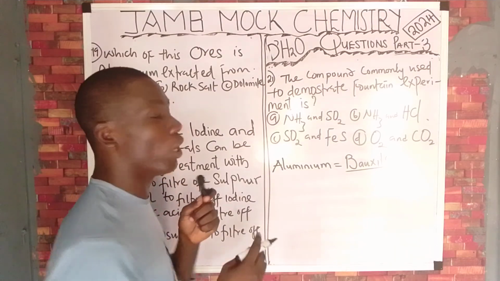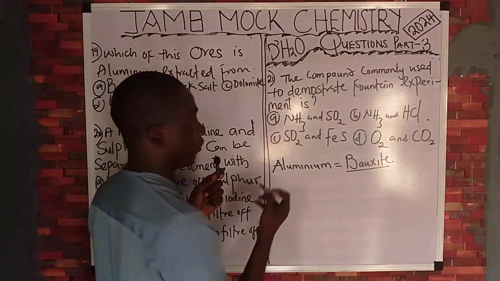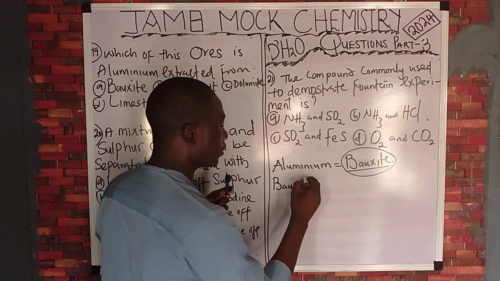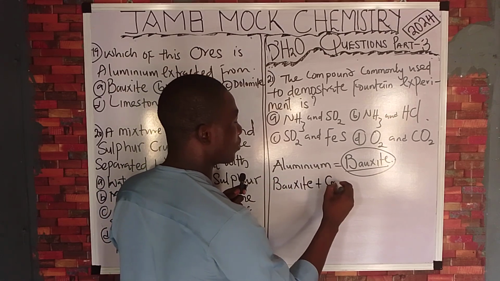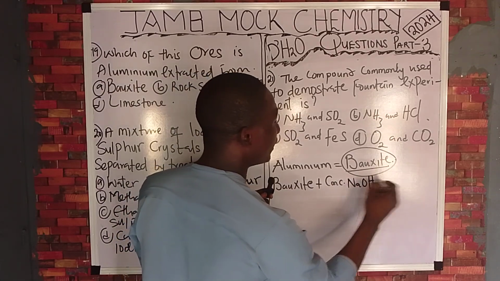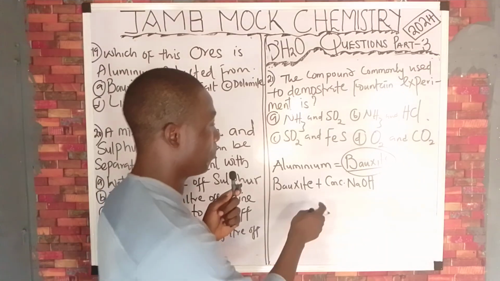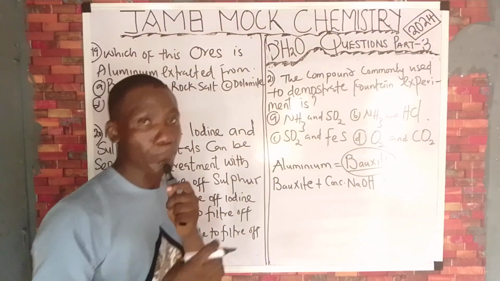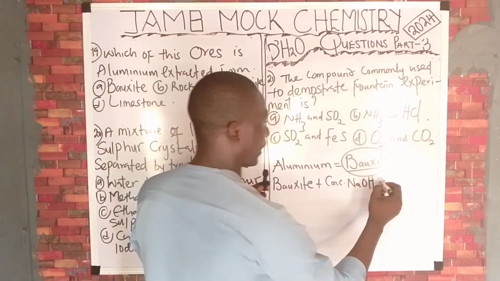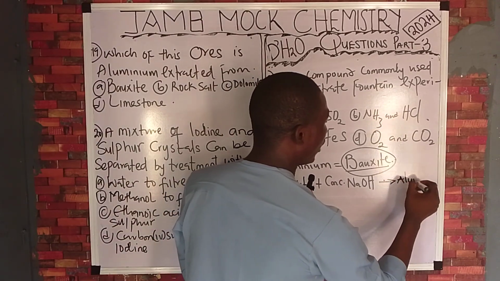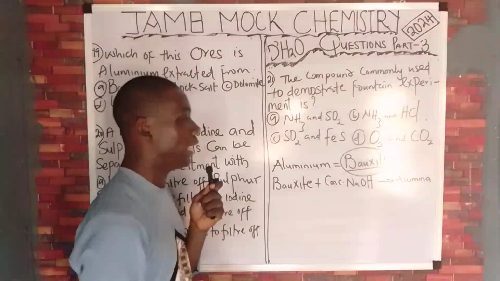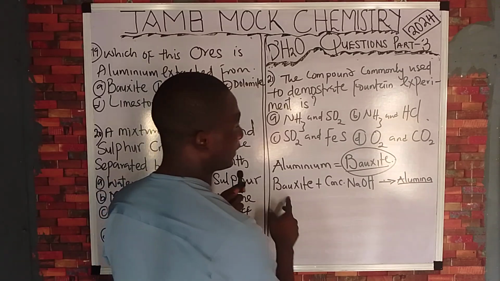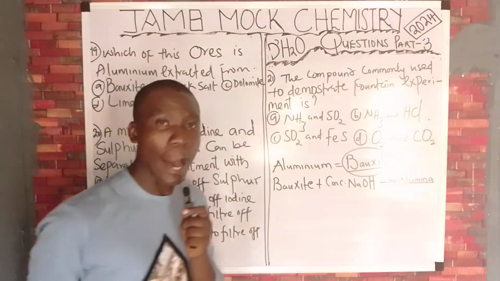That is to say, if we want to extract aluminium, what we first do is get our bauxite. Your bauxite is washed with concentrated sodium hydroxide. Please take note: you can get your book and your pen to note that concentrated sodium hydroxide is used for purifying bauxite. When these two combine, they form what we call alumina. This alumina is the end product of the reaction between your bauxite and your concentrated sodium hydroxide.